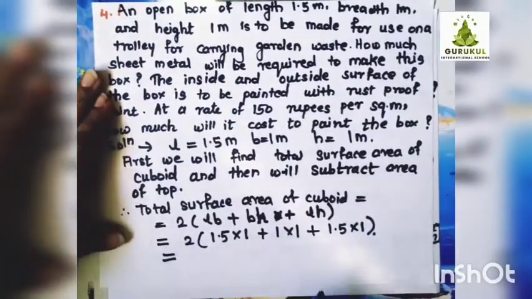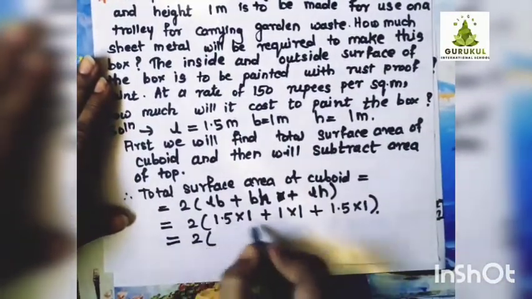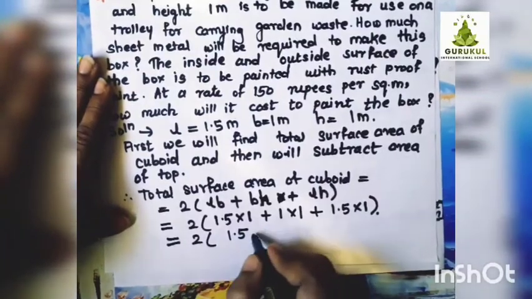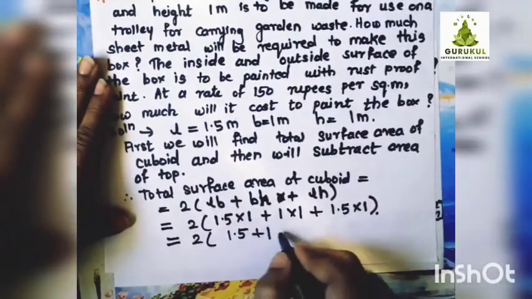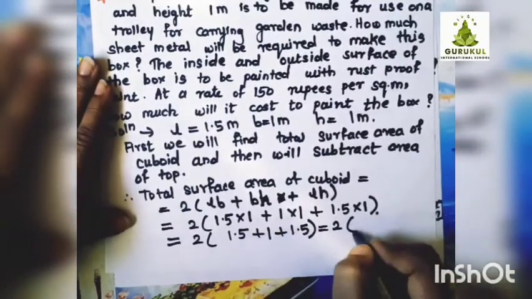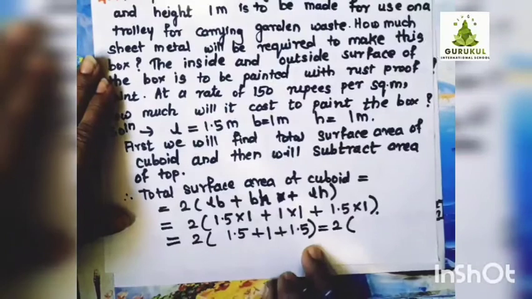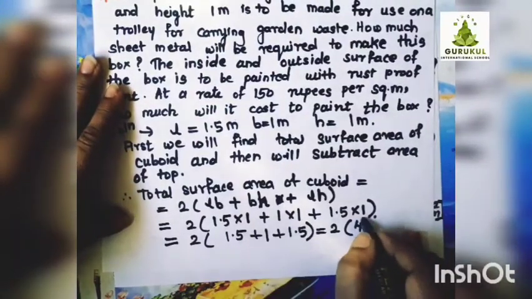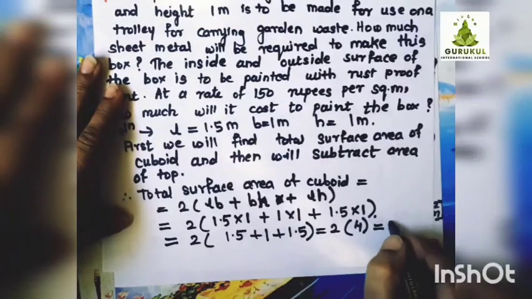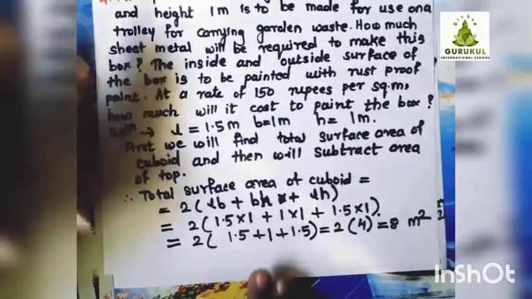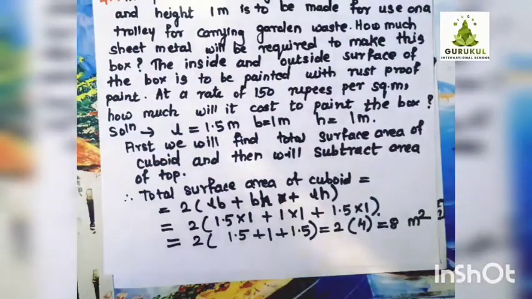Okay, calculate. 1.5 ones are 1.5. Okay, 1.5 plus 1 plus 1.5. So it will be 2 into bracket: 1.5 plus 1.5 will be 3, 3 plus 1 is 4. So what will it be? 8 meter square. Correct? 8 meter square is the total area.